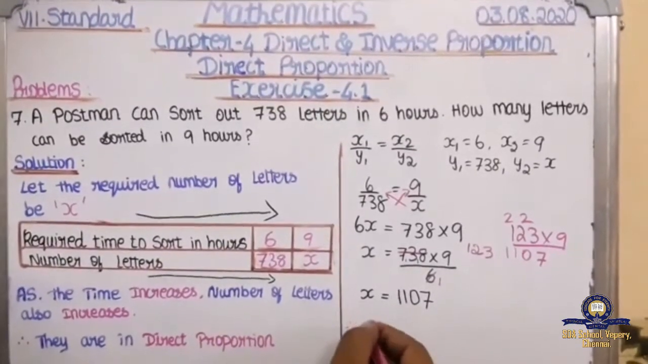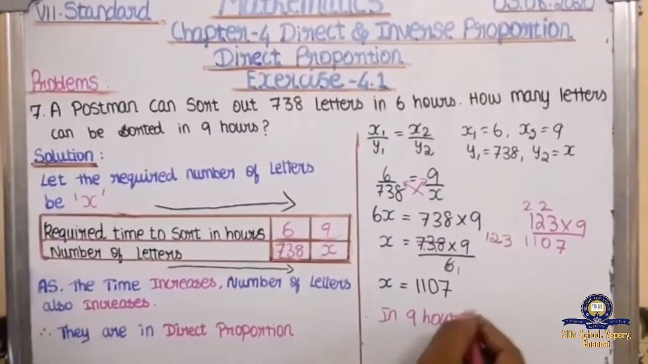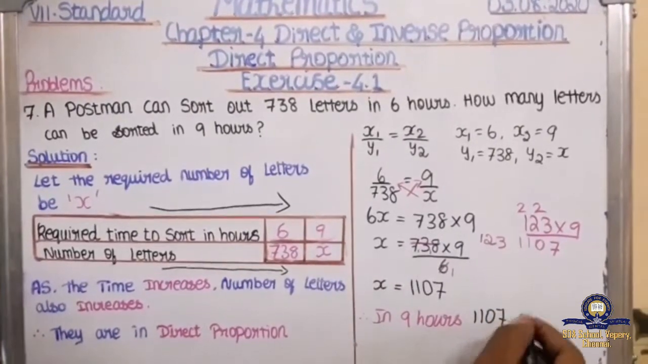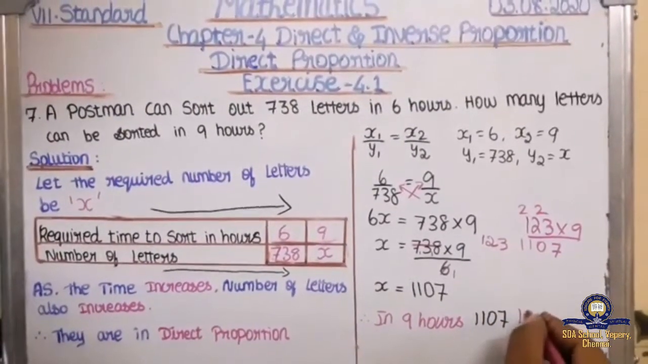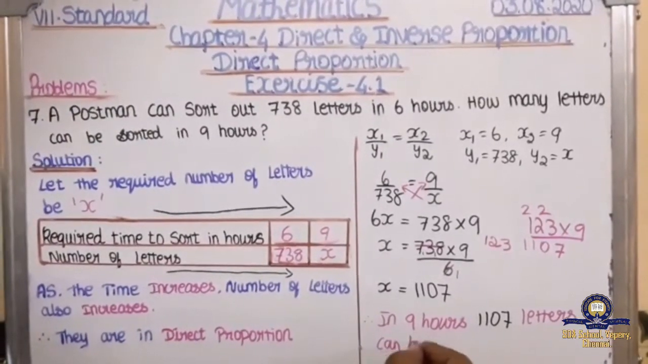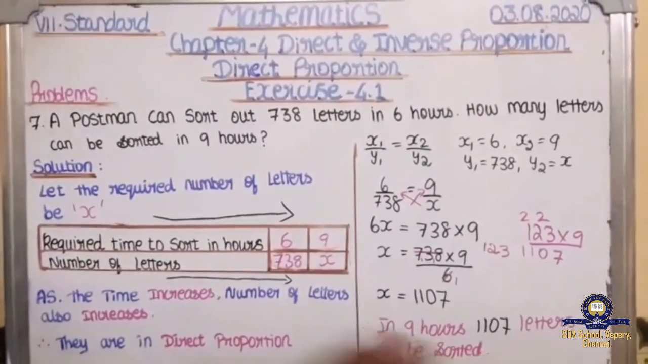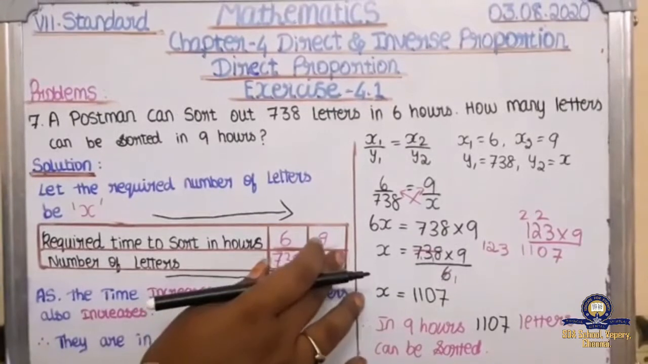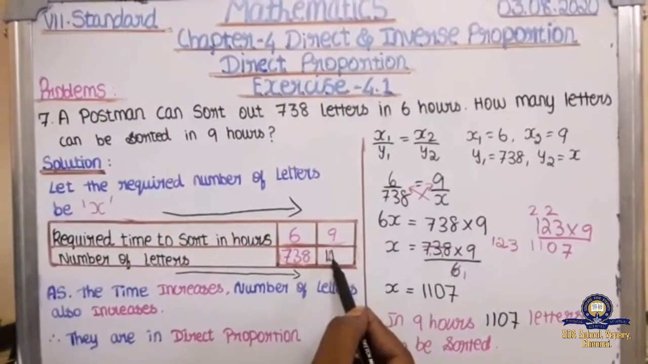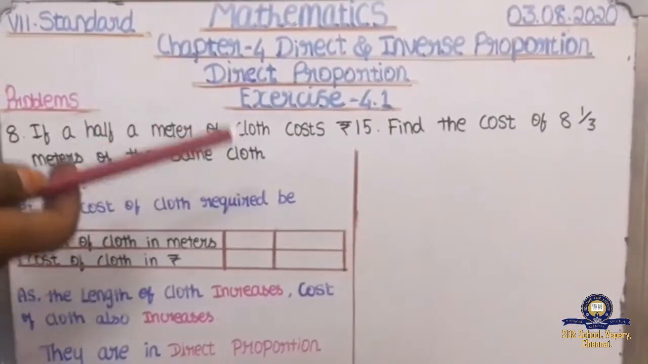Therefore, in 9 hours, 1107 letters can be sorted. Therefore, here we find that in 9 hours, the postman can sort out 1107 letters. Now we move on to our next problem.